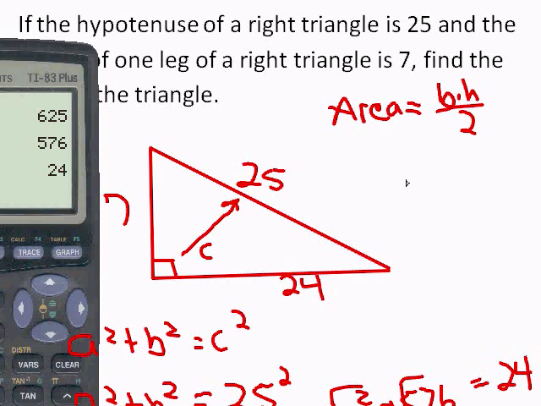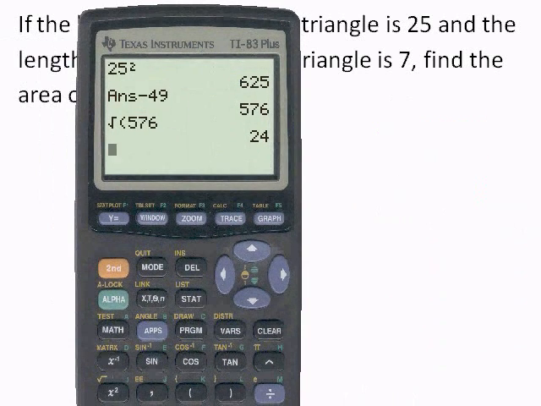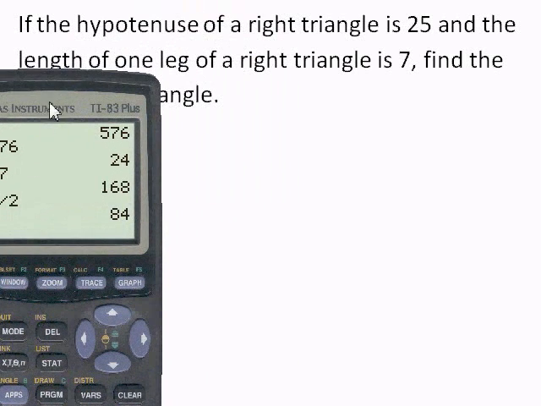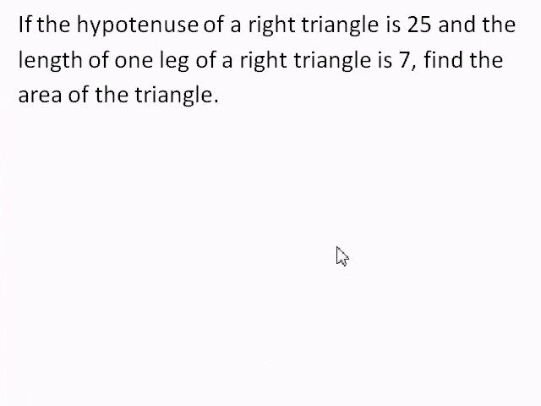We can now find the area of our triangle by using our formula. So this is really a two-step process. We had to find the base first, and then we're going to substitute that back into the formula to find the area. So our base is 24 times our height, which is 7, divided by 2. Again, we're going to go back to our calculator, and we're going to go 24 times 7, enter, and then divide by 2. Giving us a final answer of 84 units squared being our area.